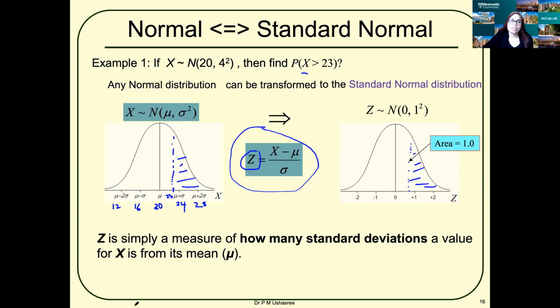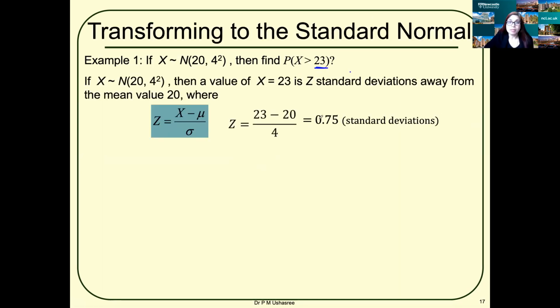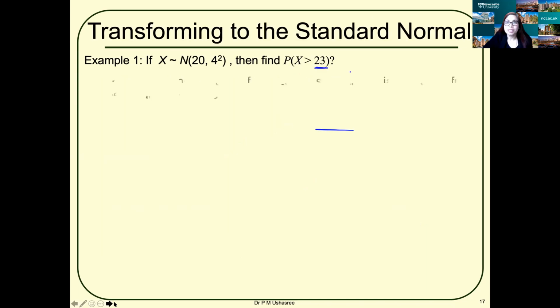Okay. So that's how it looks, okay? So that means now we know that Z is nothing but 0.75. So this value is 0.75 standard deviations away from the mean. Okay, so we know that now. That's how it looks, yeah?